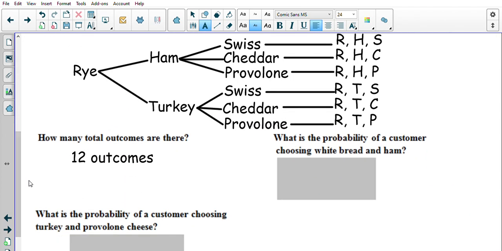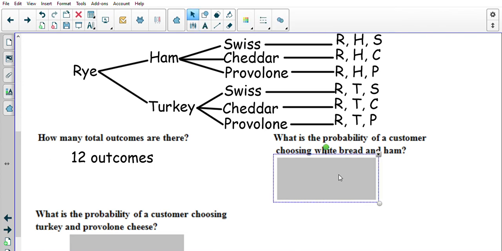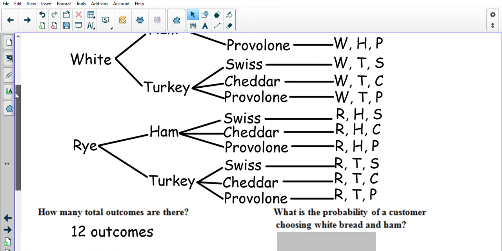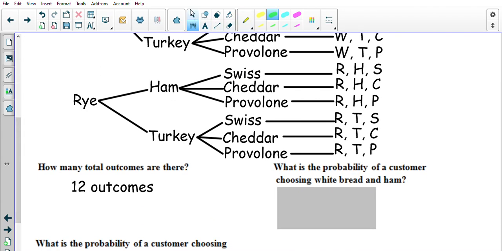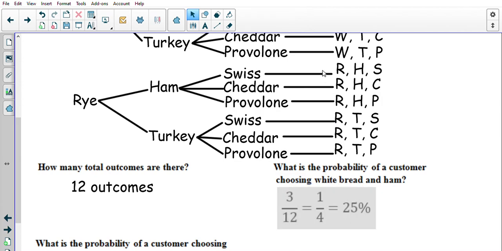Now we do have some probability questions related to this, which I think are also pretty good to look at. It says, what is the probability of a customer choosing white bread and ham? So basically I want to go up here and figure out which choices involve white bread and ham. So that is going to have a W and an H involved. So I'll highlight this in green. That's going to be this outcome, and this outcome, white bread and ham. The rest are going to either involve rye bread or white bread and turkey. So it's 3 of my 12 outcomes. So the probability is 3/12, which reduces to 1/4 or 25%.